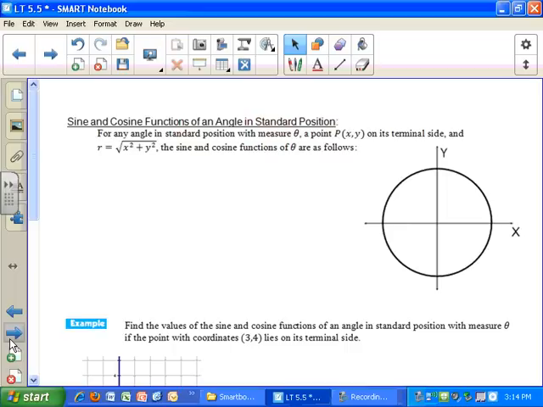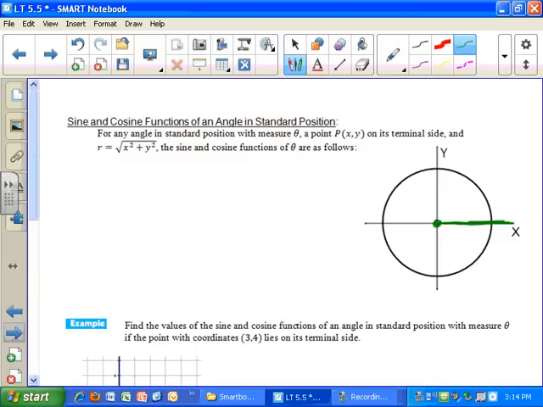On the next page, we've got the sine and cosine functions of an angle in standard position. So standard position, remember, is always going to start off on that positive x-axis. And for any angle in standard position with a measure of theta, a point P on its terminal side, and the radius is the square root of x squared plus y squared, the sine and cosine functions are as follows.